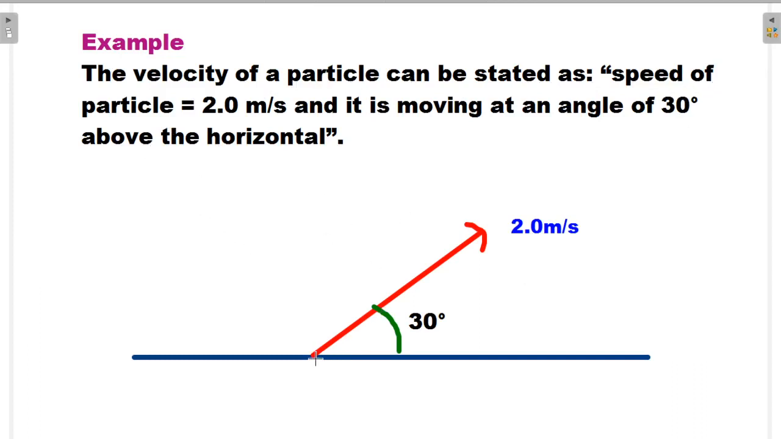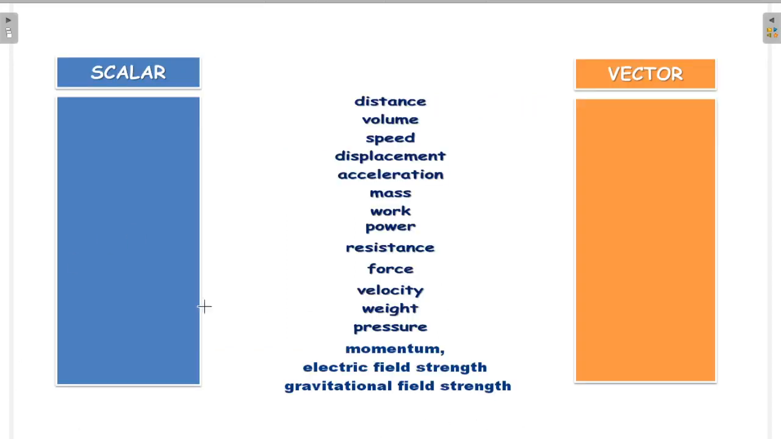Example: the velocity of a particle can be stated as, the speed of the particle is 2 meters per second and it is moving at an angle of 30 degrees above the horizontal line. So the velocity of the particle is stated. The velocity is a vector quantity. Now we discuss examples of scalar and vector quantities and find out which quantity is a scalar and which quantity is a vector.